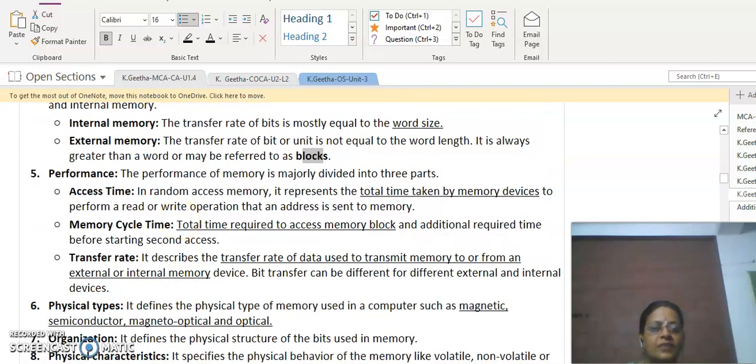Then comes the classification based on the performance. What are the important factors to be considered to measure the performance of the computing system? We have three terminologies, namely the access time, the memory cycle time, and the transfer rate.